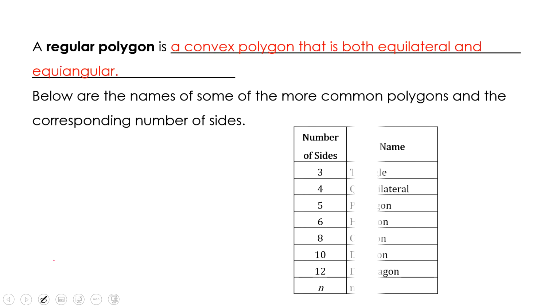Here are some of the more common names of polygons that we work with. The triangle, quadrilateral, pentagon, hexagon, octagon, decagon, dodecagon, and then the last one is a nonagon. We'll deal with that a little bit later on, when we get to determining the interior measurements of angles and things like that, but that's a unit down the road.